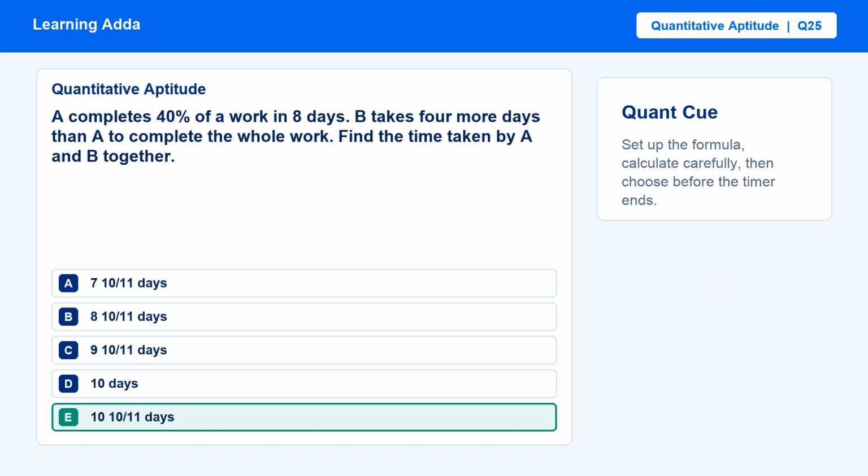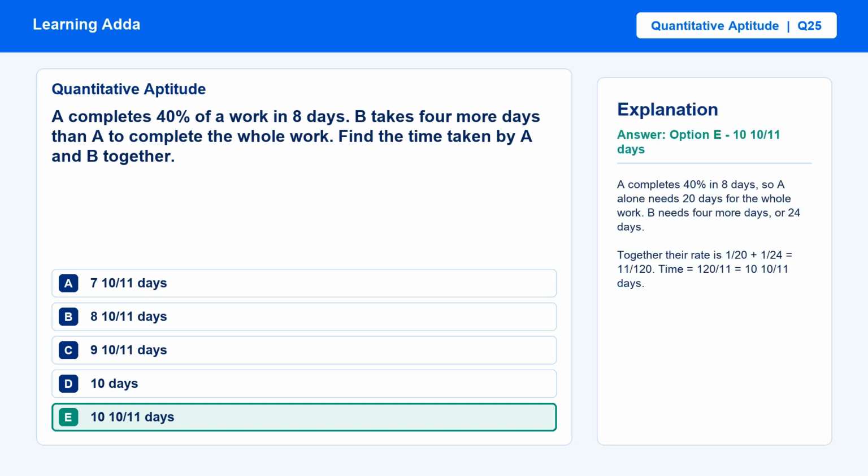The answer is option E, 10 and 10/11 days. A completes 40% in 8 days, so A alone needs 20 days for the whole work. B needs 4 more days, or 24 days. Together their rate is 1/20 plus 1/24, which is equal to 11/120. Time is equal to 120 divided by 11, which equals 10 10/11 days.